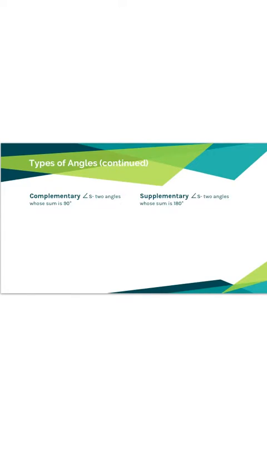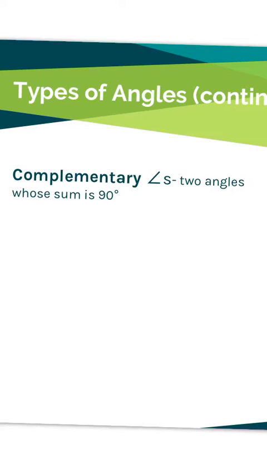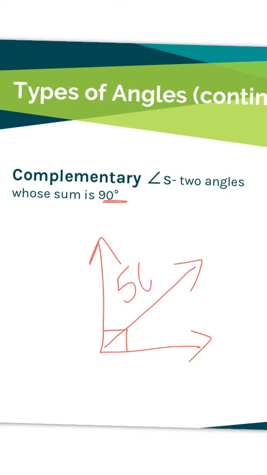Two more types of angles are complementary angles and supplementary angles. These have to do with the number that the angles add up to, or the sum of them. Complementary angles are two angles whose sum is 90 degrees. Because it's 90 degrees, we know that the two angles need to make a right angle. And then the two angles would add up to 90 degrees. So we could have a 50-degree angle and a 40-degree angle. They would add up to 90 degrees, which is a right angle, and they would be called complementary angles.